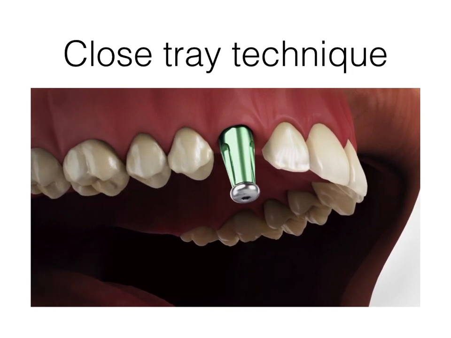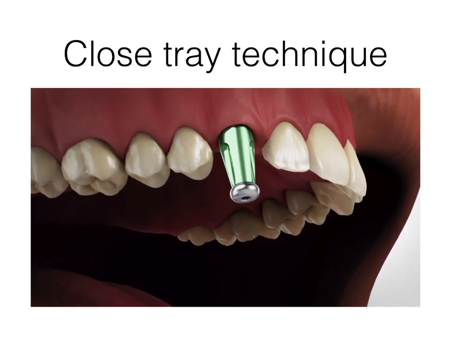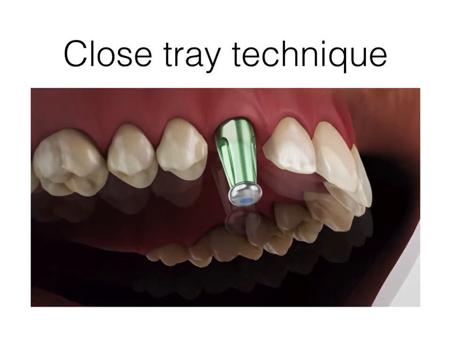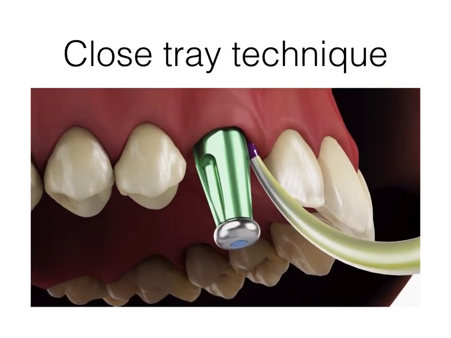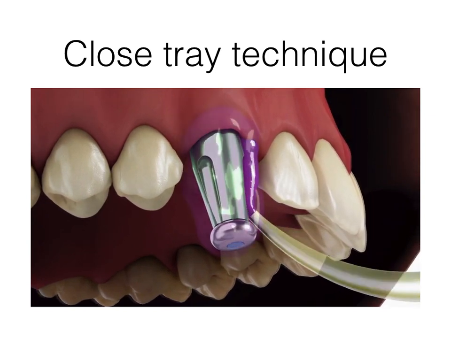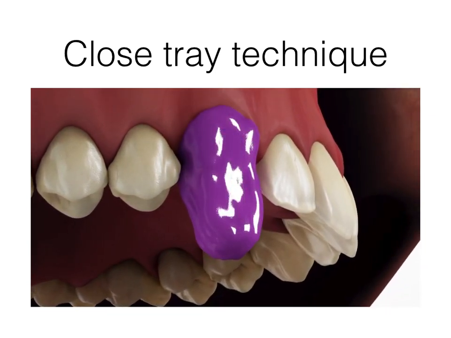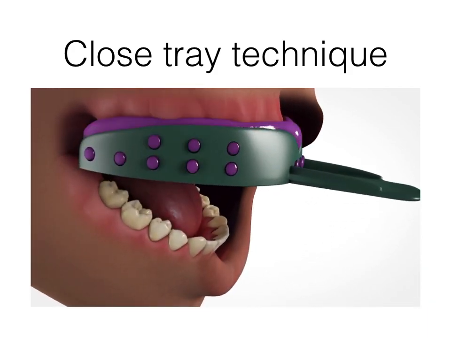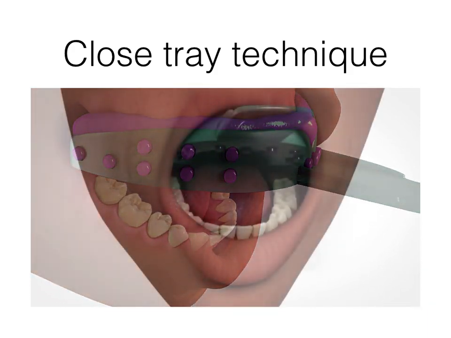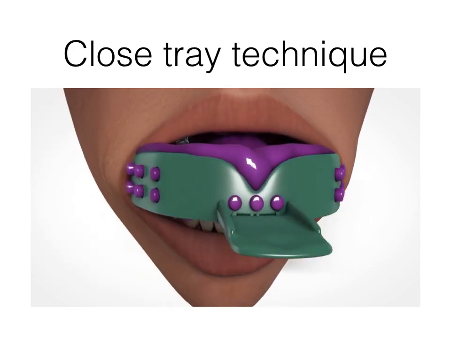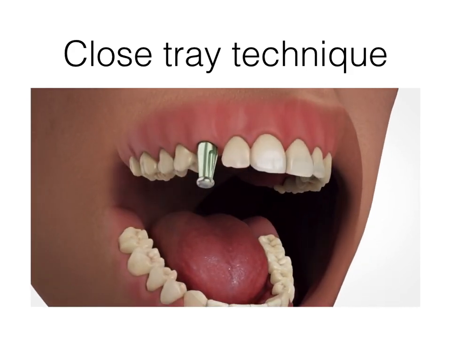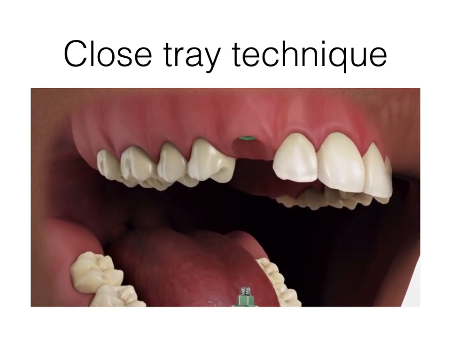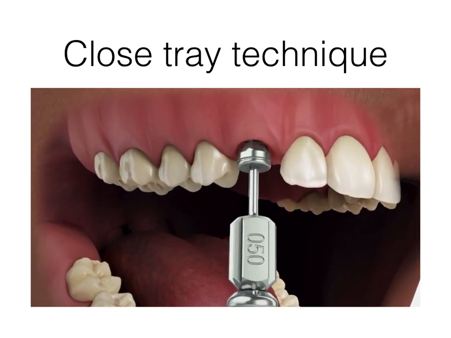Block out the hex hole on the top of the indirect scoop coping screw. Syringe medium or heavy body material around and over the indirect scoop coping. Load the impression tray with material and make the impression. Once the impression material has set, remove the impression tray. Remove the indirect scoop coping and replace the healing abutment immediately to prevent the soft tissue from collapsing over the implant.